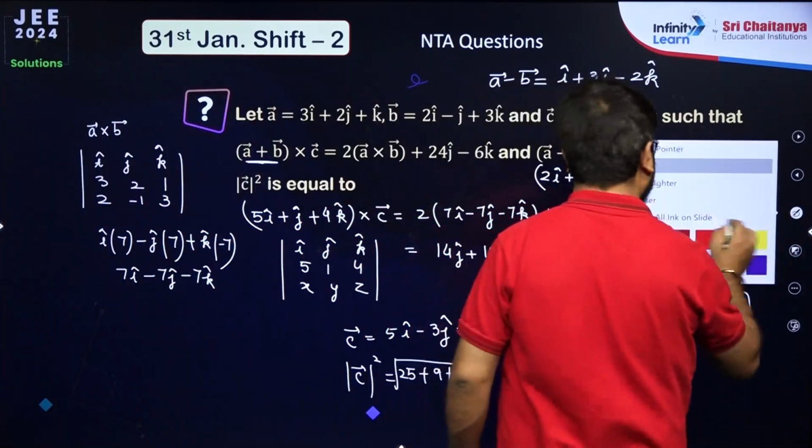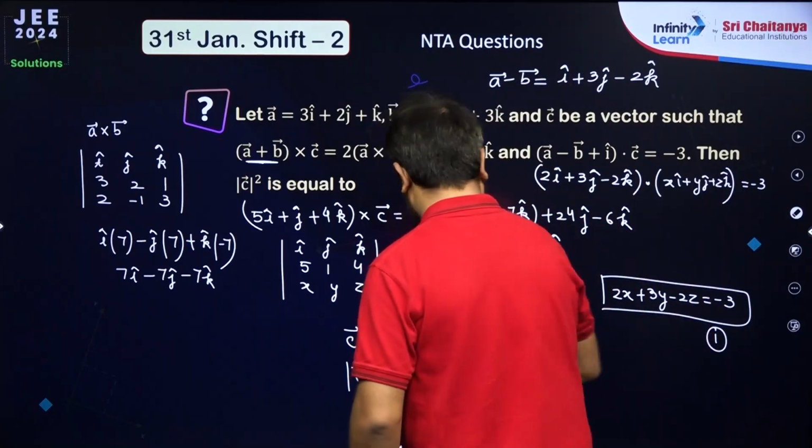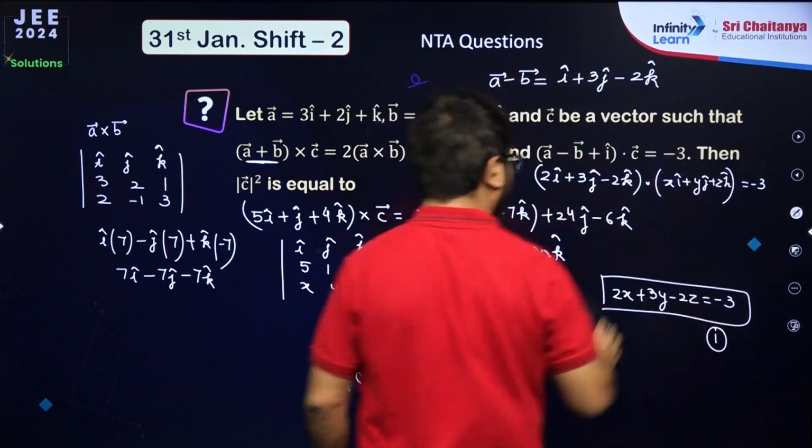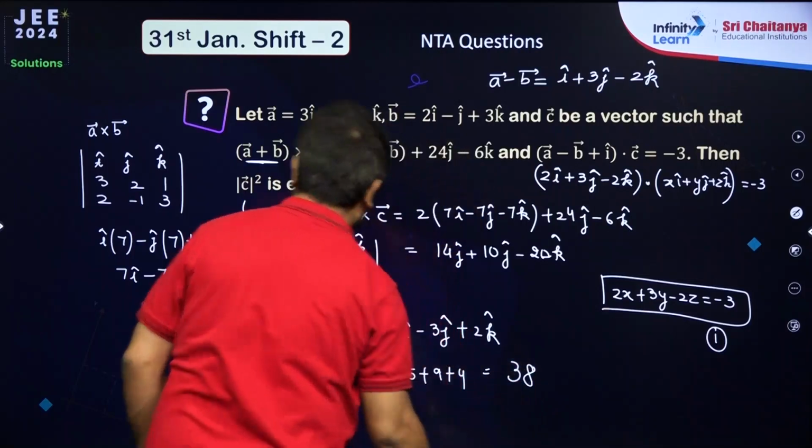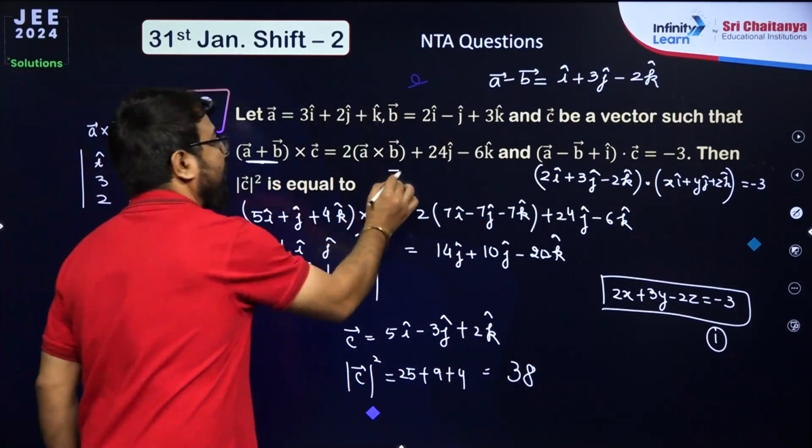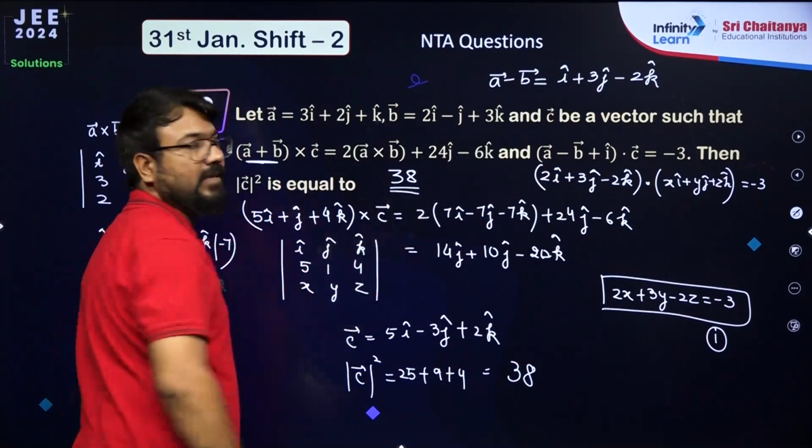No, because there is a whole square, that is why it will not have a square root. So the answer to this problem will be 38. So, subjective integer type question, 38 is the answer.